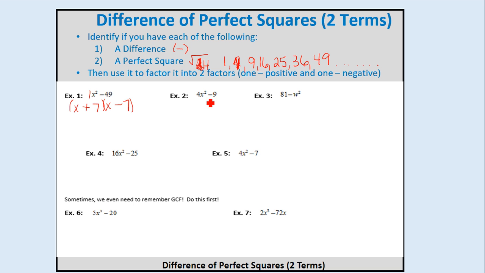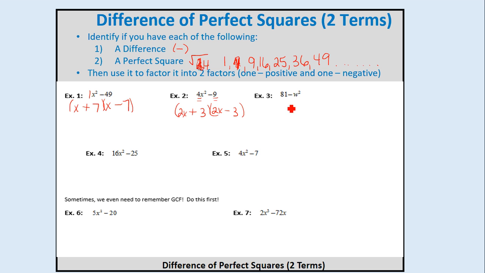Number 2, are we looking at perfect square numbers again? Sure, 4 is a perfect square and so is 9. So if I was going to factor this, remembering that one's positive, one's negative, let's now do the square roots. To make a 4x squared, I'd have to do 2x times 2x. And to make a 9, I'd have to do a 3 and a 3, right? One positive and one negative so that I can multiply to make that negative 9 in the back. They are exactly opposites of each other.